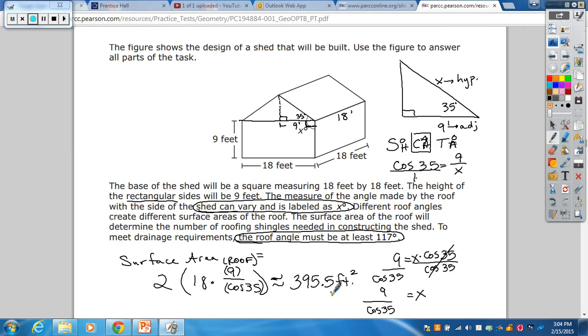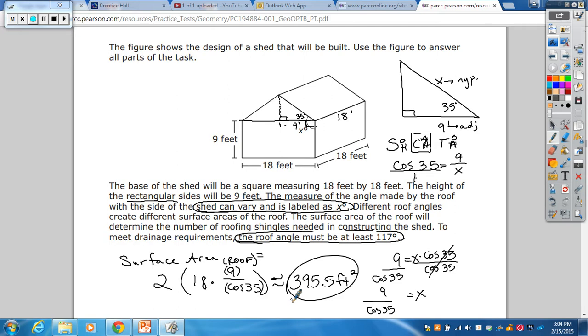Now moving on to part B, it says this: without changing the measurements of the base of the shed, the builder is also considering using a roof angle that will create a roof surface area that is 10% less than the area obtained in part A. All right, so we're going to have to take this surface area and figure out what 90% of that is, if it's 10% less. Less surface area will require less roofing shingles. Will such an angle meet the specified drainage requirements?